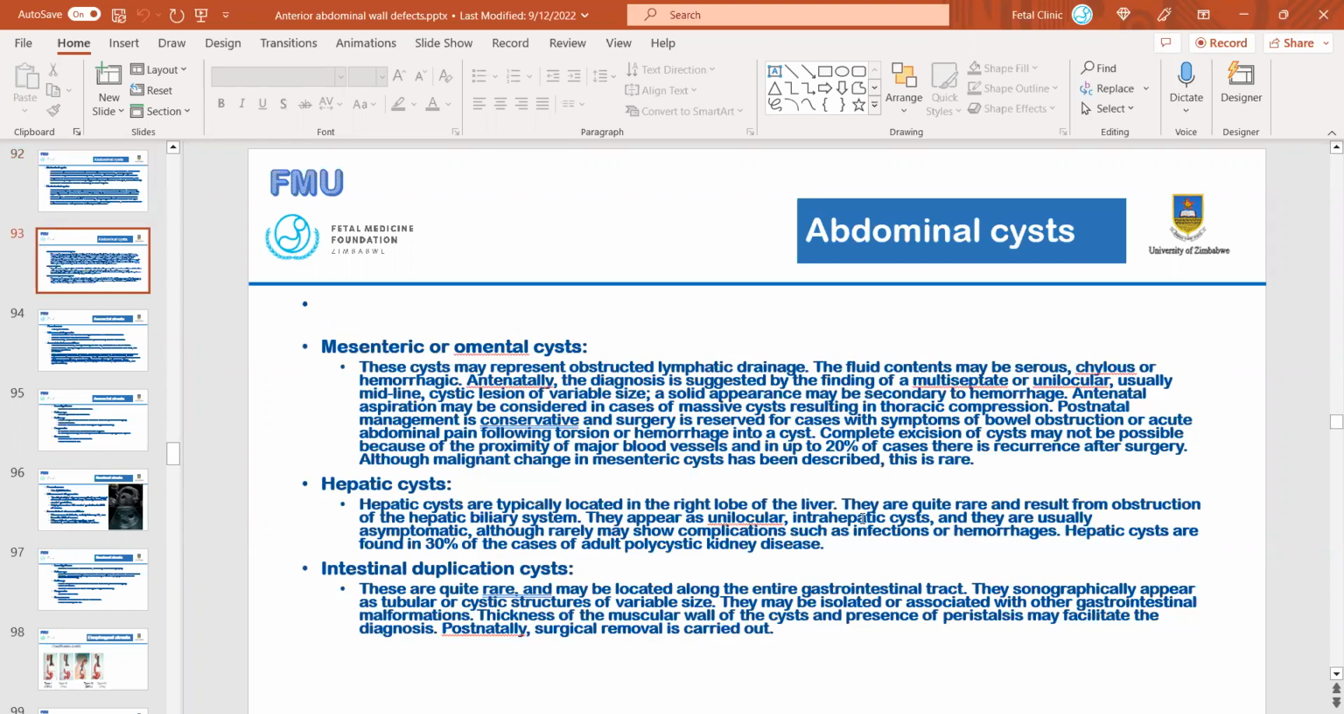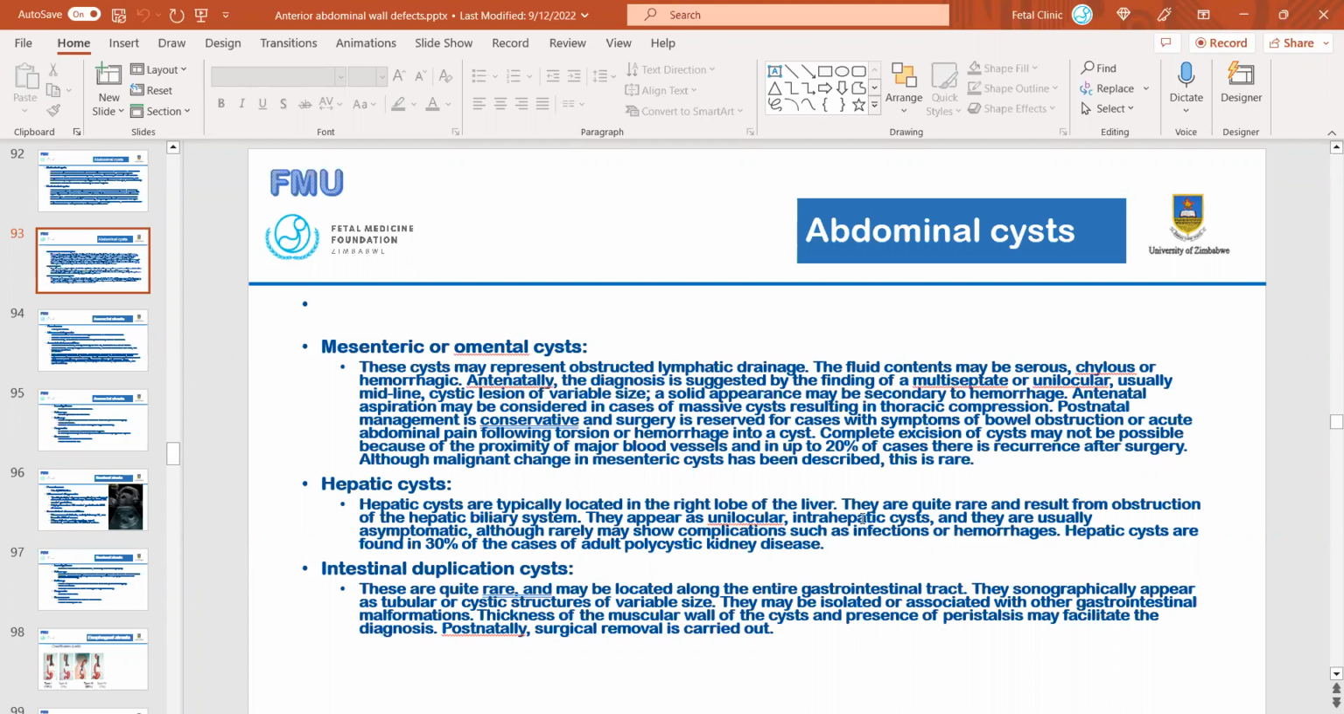Then we have the other cysts, the mesenteric cysts. So the mesenteric and omental cysts are normally a result of obstructed lymphatic drainage. The fluid may be serous or chylous or hemorrhagic. The diagnosis is suggested by the finding of multiseptate or unilocular cysts, which are usually on the midline. And the cystic lesions vary in size. A solid appearance may be secondary to hemorrhage, so be aware of that.